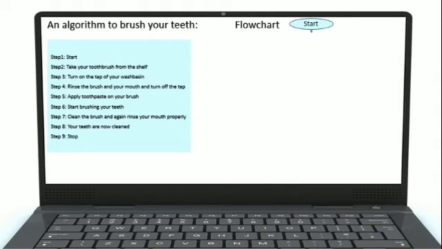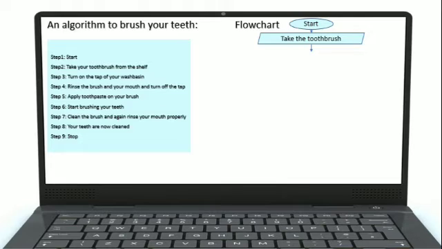Step 1, I have used an oval shape box for this. The next one, take the toothbrush from the shelf. It is again input. So which box am I going to use for it? I am going to use a parallelogram shape box. Next, all the others are steps, meaning procedure.